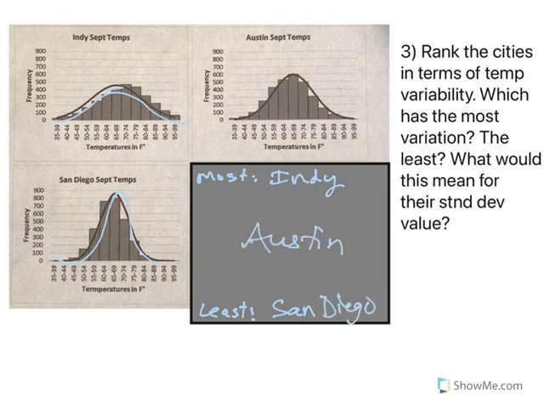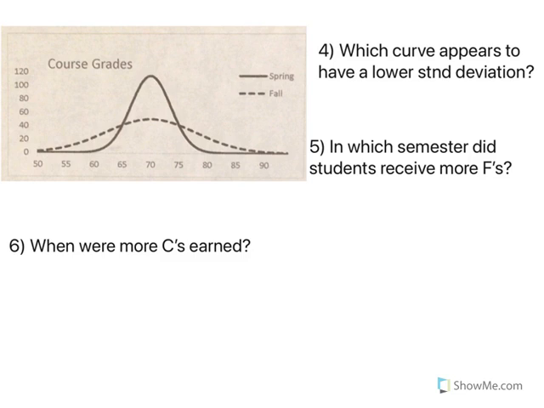Now, what does this mean for their standard deviation? Well, it simply means that Indianapolis is going to have the largest standard deviation, and San Diego is going to have the smallest. Austin will be somewhere in between Indianapolis and San Diego. So that's what it means. If you have a small range in your graph, then you're going to have a small standard deviation. All right, let's move on to a different graphic here.